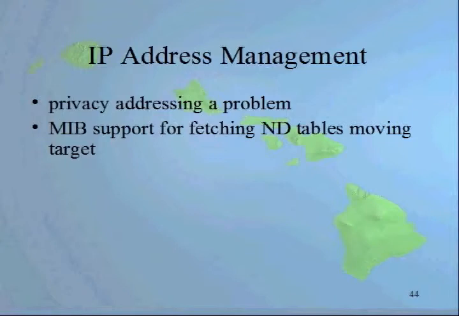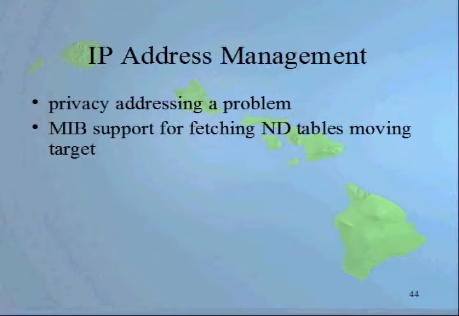MIB support for fetching neighbor discovery tables, which is the v6 version of what we refer to as ARP tables in the v4 world, are a moving target. So SNMP and MIB support are evolving. Cisco set up interim MIBs, which they used for a while, and now everybody is supposedly moving towards a unified MIB as specified by the IETF.